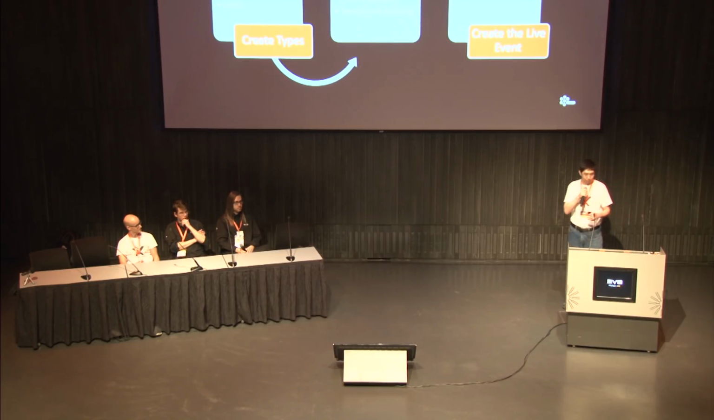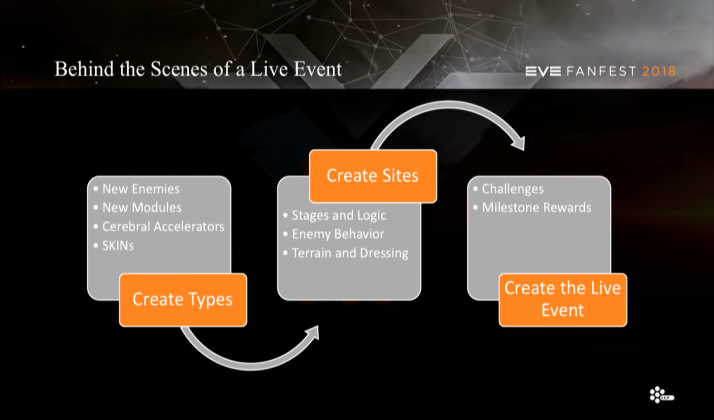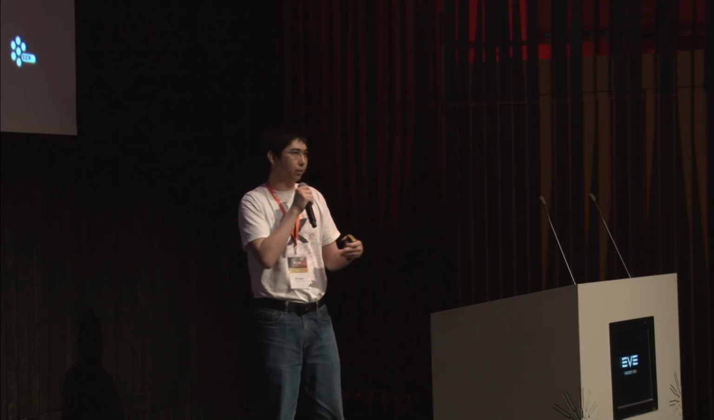So first off, to create a live event, we don't always have a complete formula for it, but we definitely know that there's certain parts that we absolutely have to have. So we have types, sites, not always, and the live event itself, which we tend to call seasons. I may refer to it as seasons, and so just in case I do, I'll let you know what that is. And in this process, each one of these steps takes a certain amount of time. And the more that we can cut that down, the better.